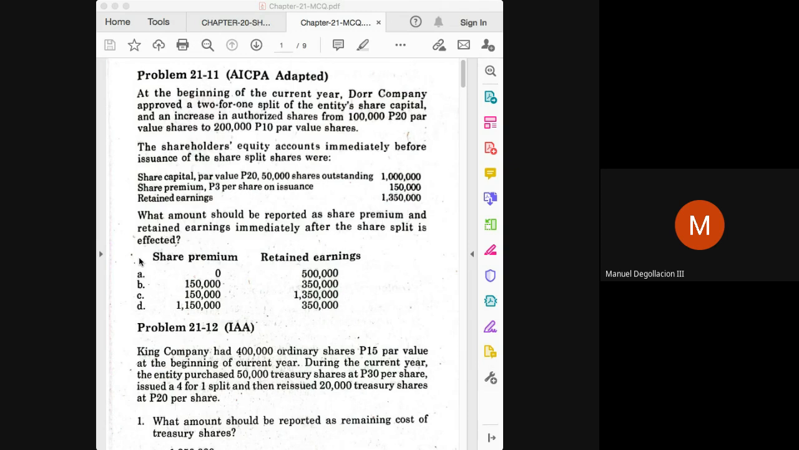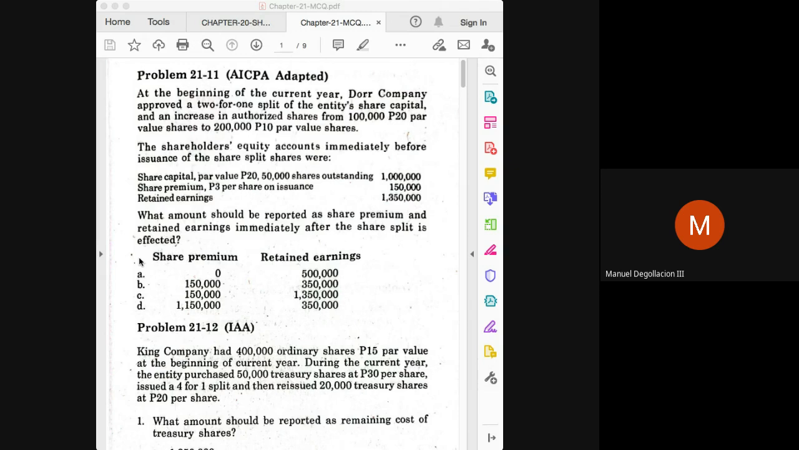And the answer here, class, would be letter C. Without need for computation, class, a stock split will not affect the total balances of the individual components of your shareholders' equity. So if you look at the given in the problem, before the stock split, your share premium was 150,000. After the stock split, it will remain at 150,000. Retained earnings was at 1,350,000. After the stock split, it will still be 1,350,000.